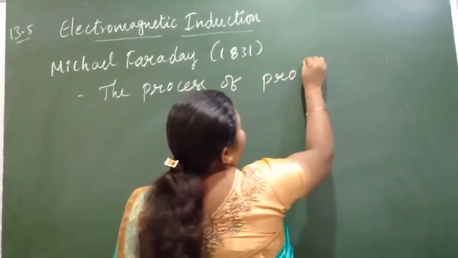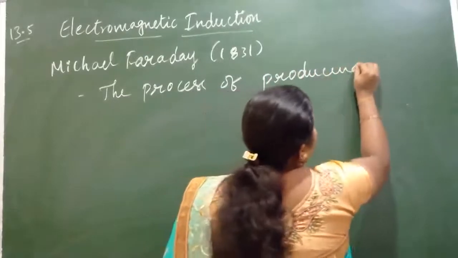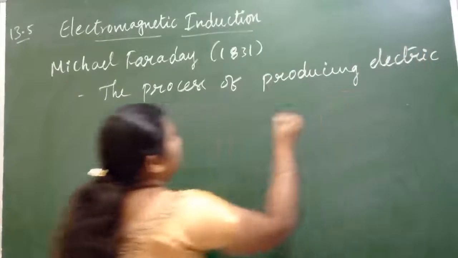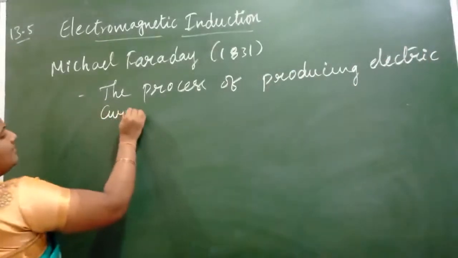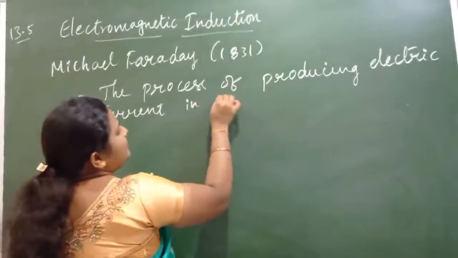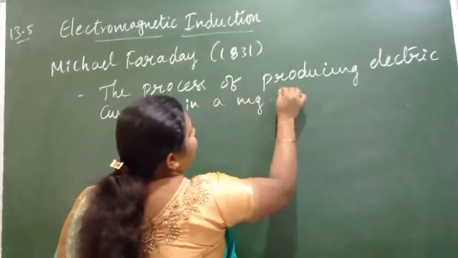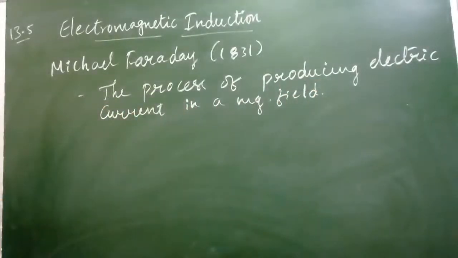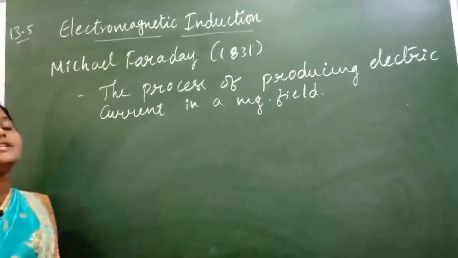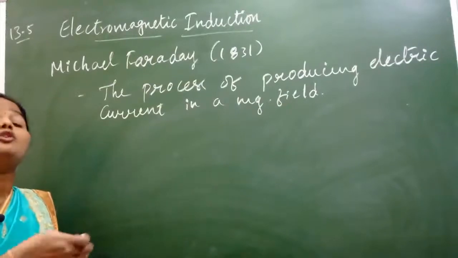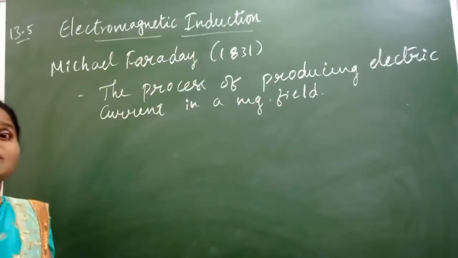producing electric current when a conductor is placed in a magnetic field. That means with the help of magnets we are going to generate an electric current, and this has led to the discovery of electric generators, isn't it?